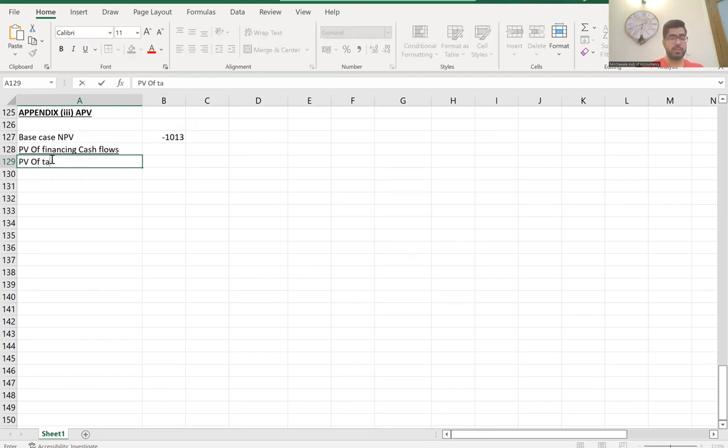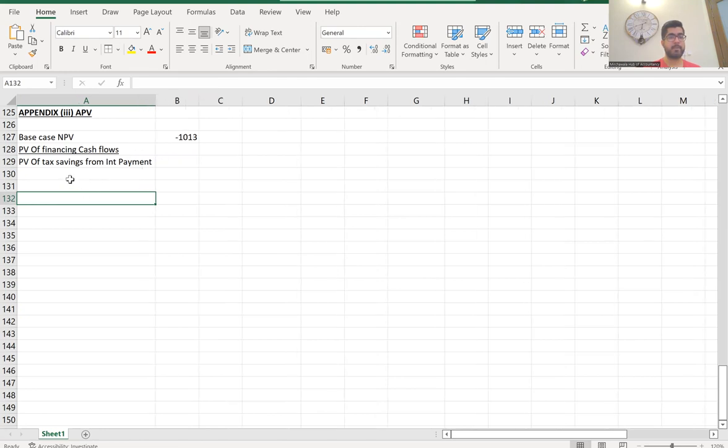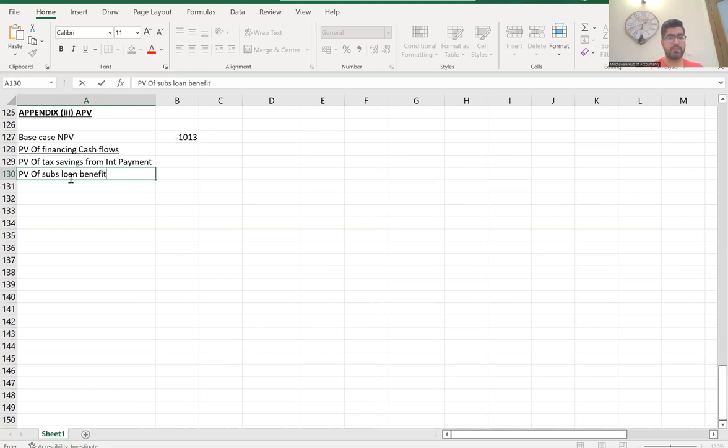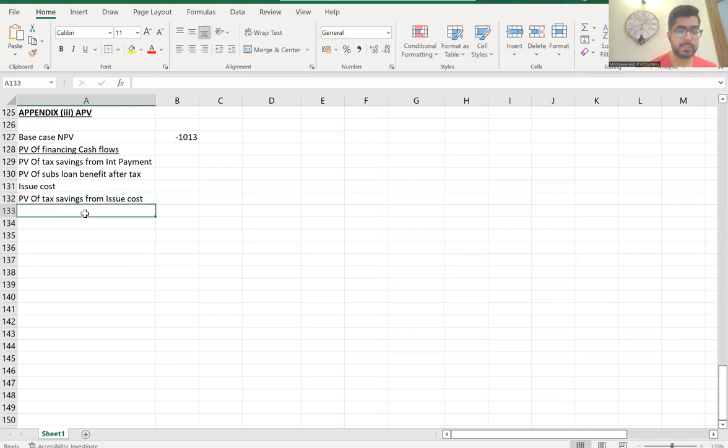Present value of tax savings from interest payment. This is the first thing coming here. Then present value of subsidized loan benefit after tax. Then issue costs. Then present value of tax savings from issue costs. And any net gain from closure or any other cash flow. Okay. So all this produces APV.